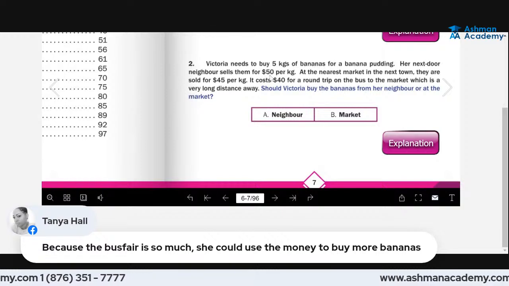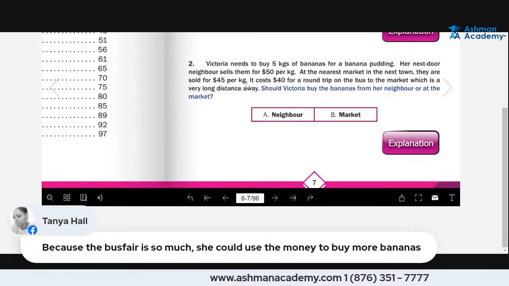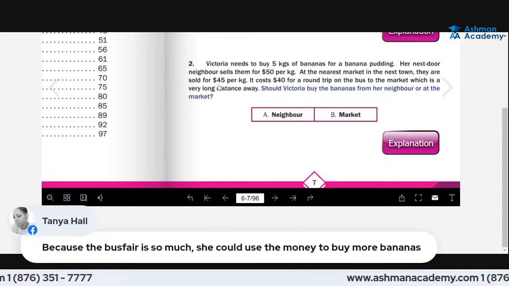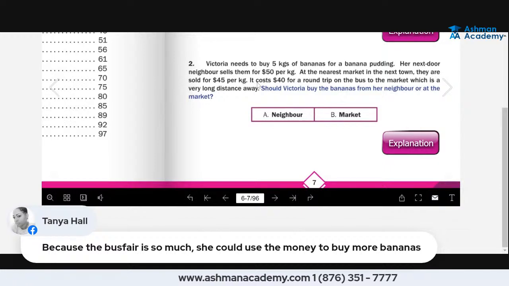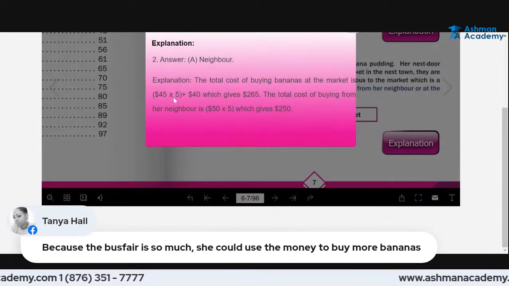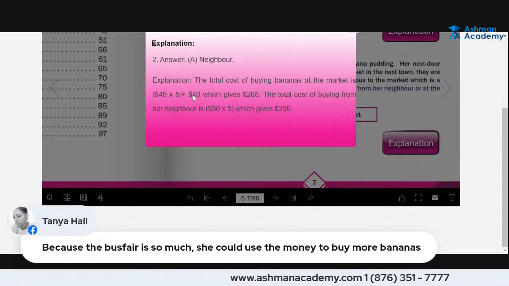All right, even though the market is cheaper because it's $45 per kilogram, if she were to buy 5 kilograms, it would be 5 times 45. But because the market is such a far distance away, we'd have to add the $40 for the round trip. So if you look at the explanation, it says it's 45 times 5 plus the $40 for the round trip, and that's going to give you 265.